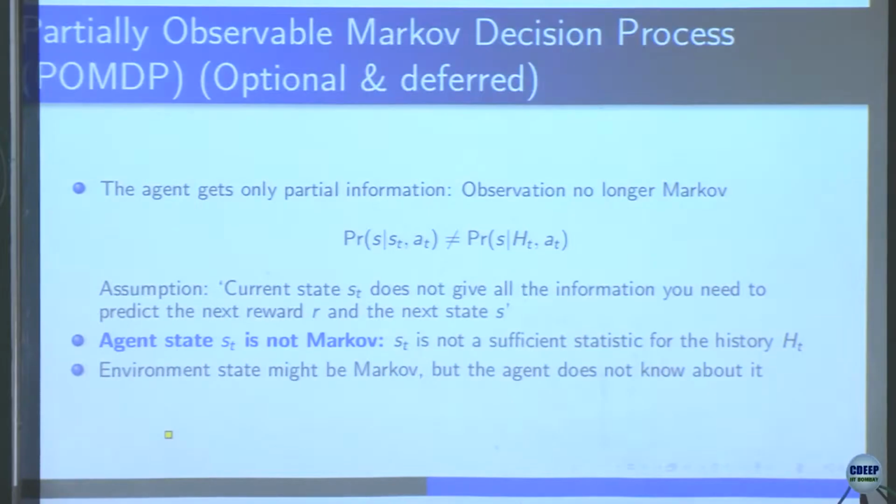Okay. And then you could also have cases where you are also trying to model the unobserved, unknown situation of the environment. So for example the observation may no longer be Markov because you have not observed everything in the environment. That takes you to the space of partially observable Markov decision processes. Again, as I said, this is optional and deferred.